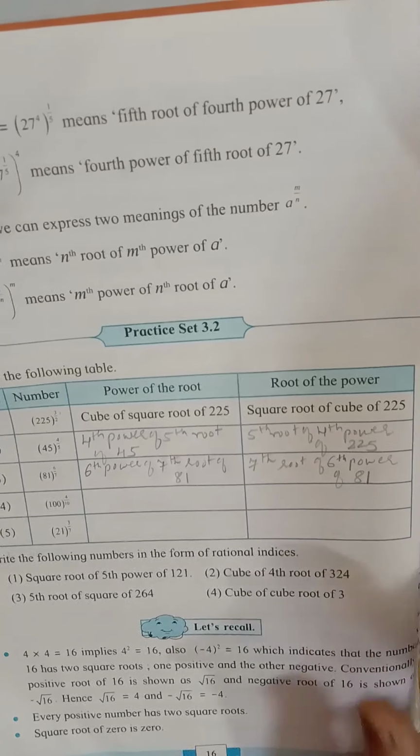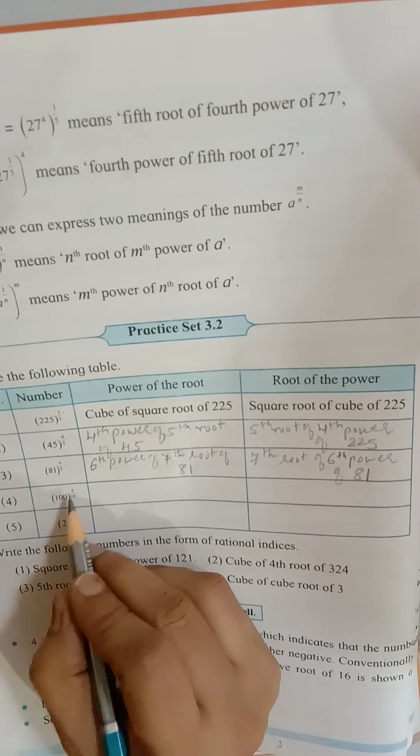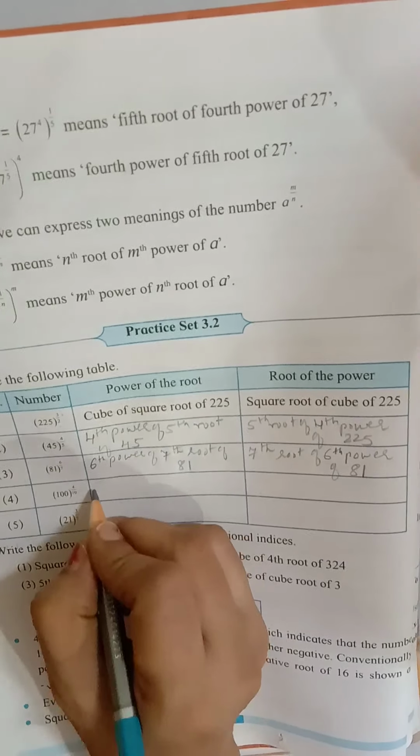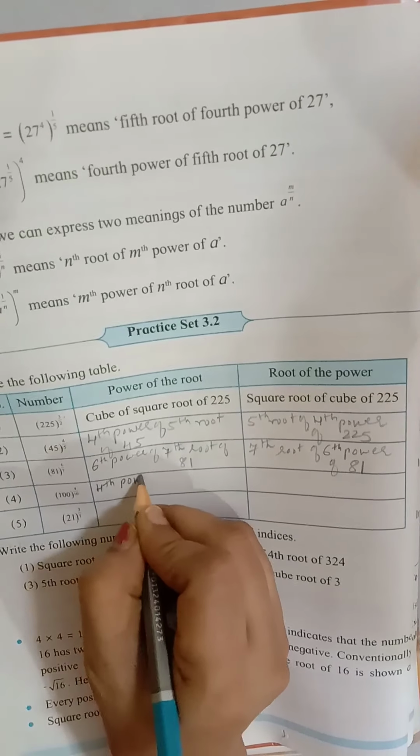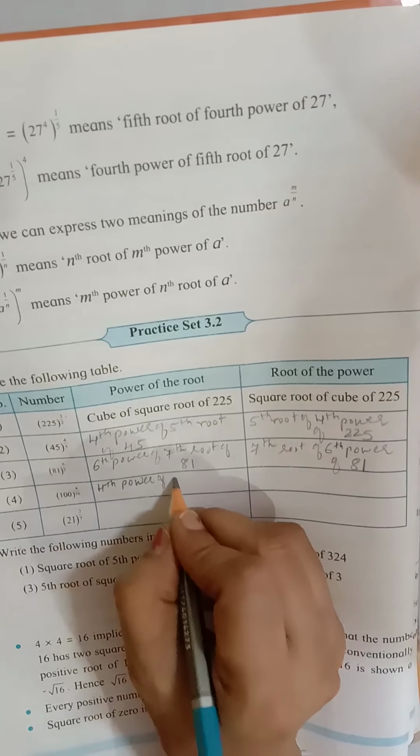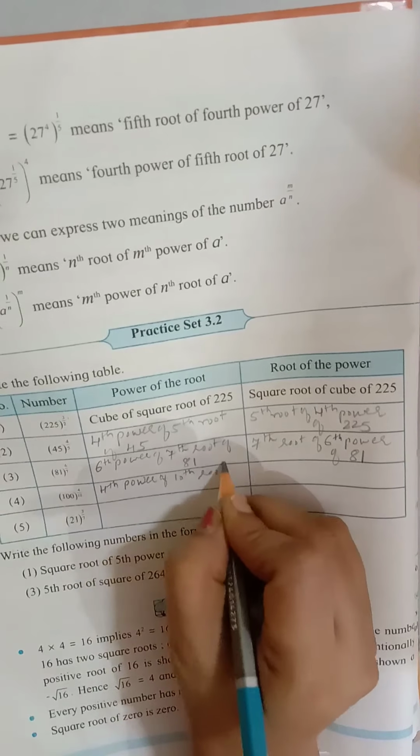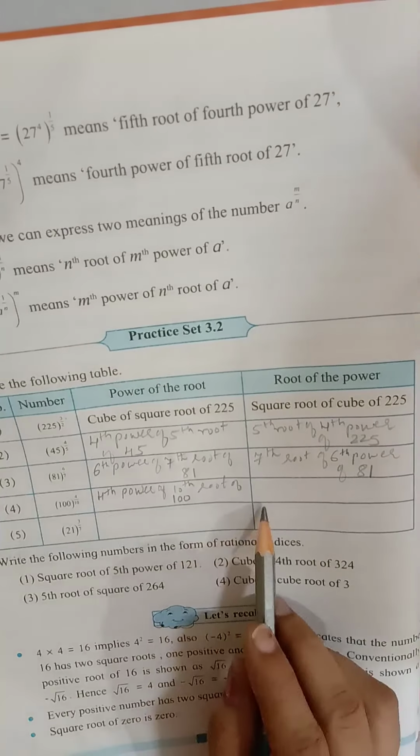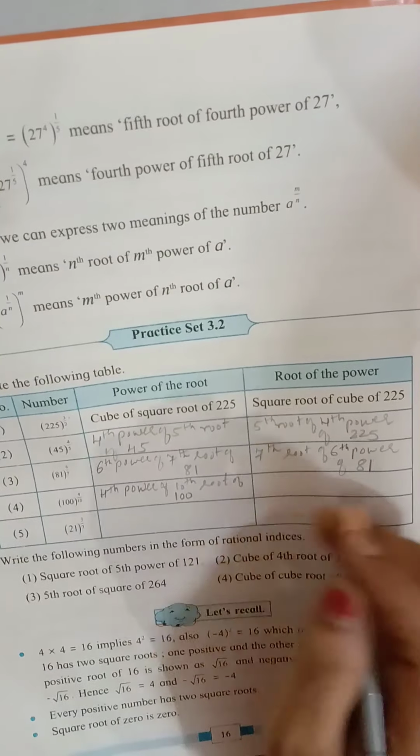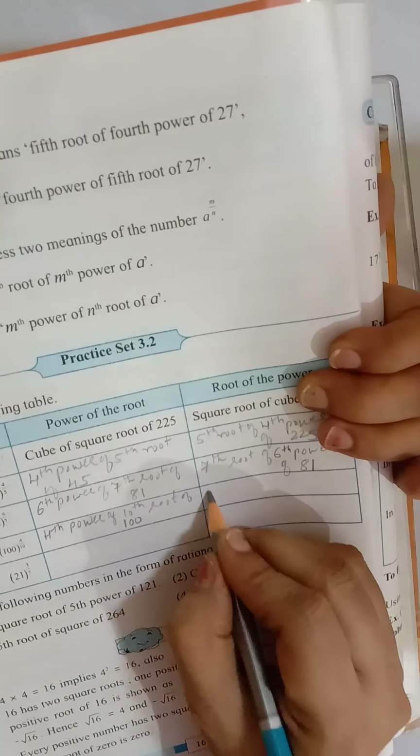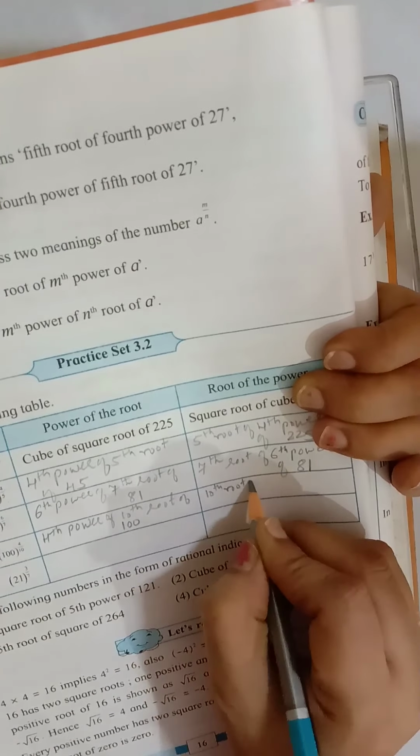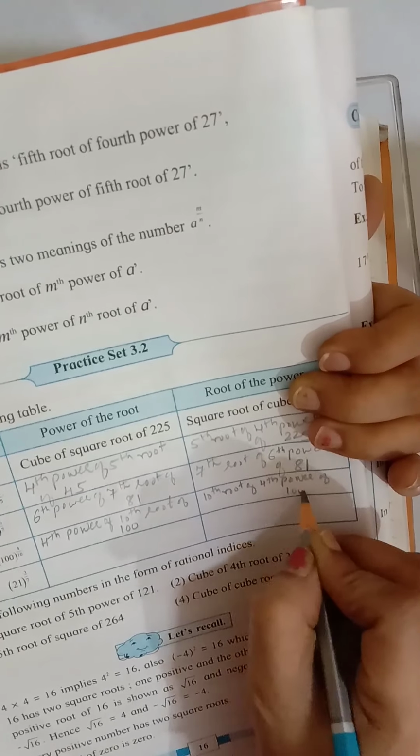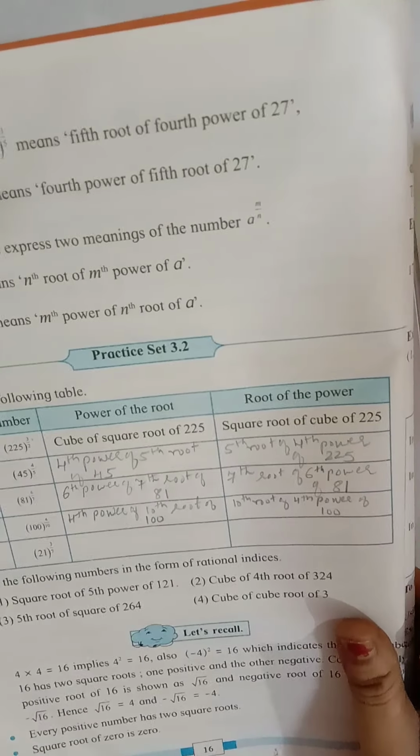Clear, children? Now going to the fourth question, 100 raised to 4 upon 10. So it is the fourth power of the 10th root of 100. Fourth power of 10th root of 100. Now here, the 10th root of the fourth power of 100.